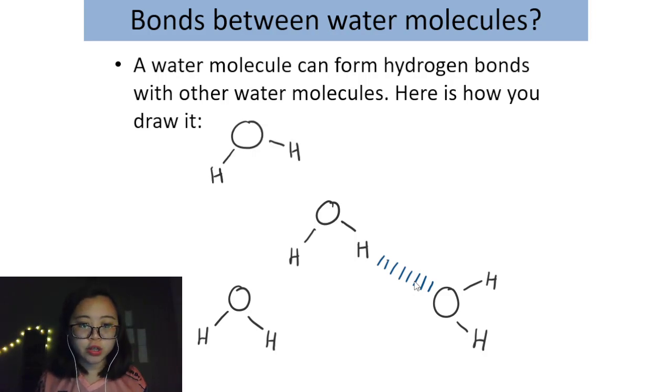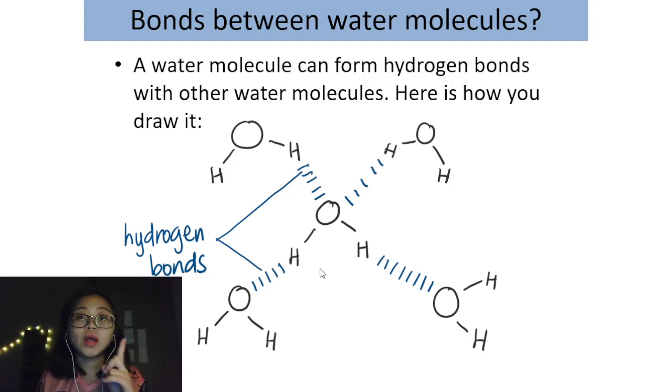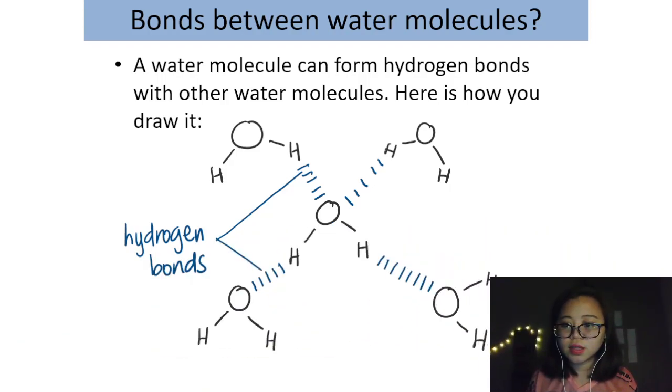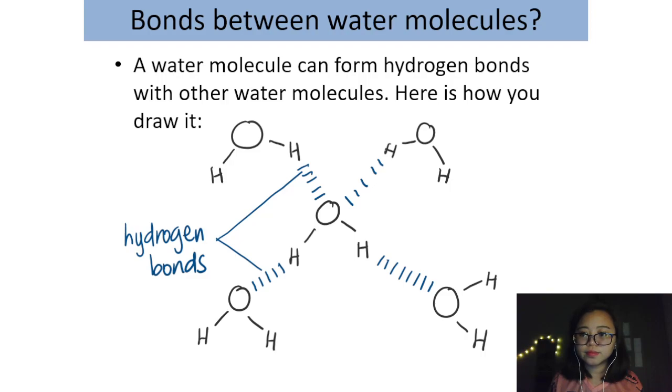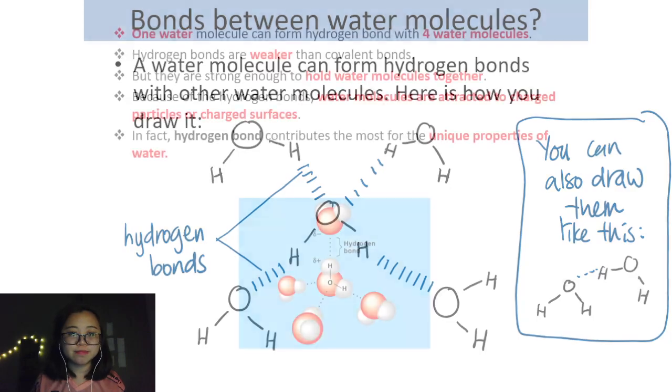Okay, so you can draw another water molecule, another water molecule, another water molecule. Draw the hydrogen bond, and then label the hydrogen bond. Okay, so 1, 2, 3, 4. One water molecule can form 4 hydrogen bonds with other water molecules. Okay, so you can also draw them like this. Kalau kamu tidak mau yang palang-palang pendek-pendek, kamu boleh lukis dia titik-titik.